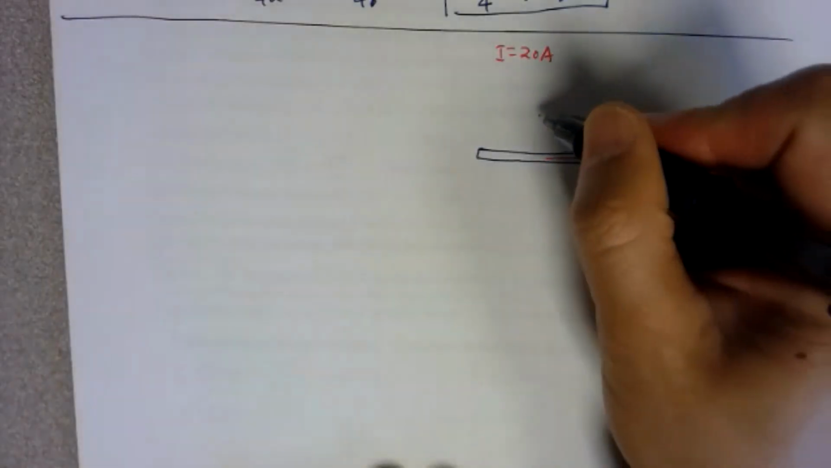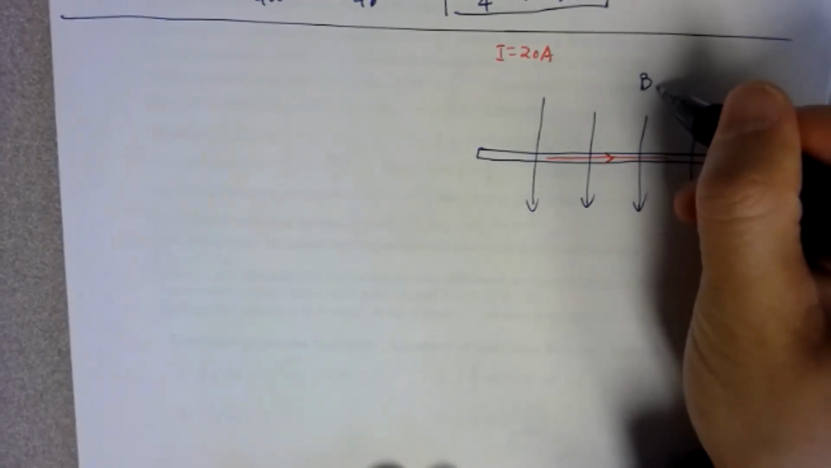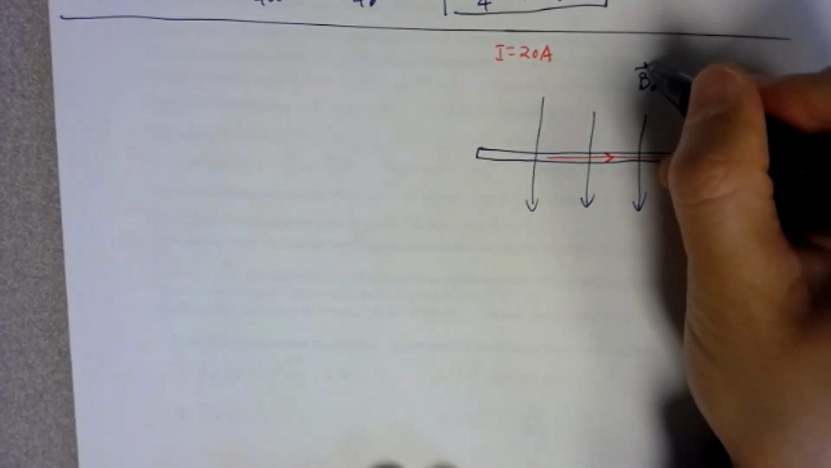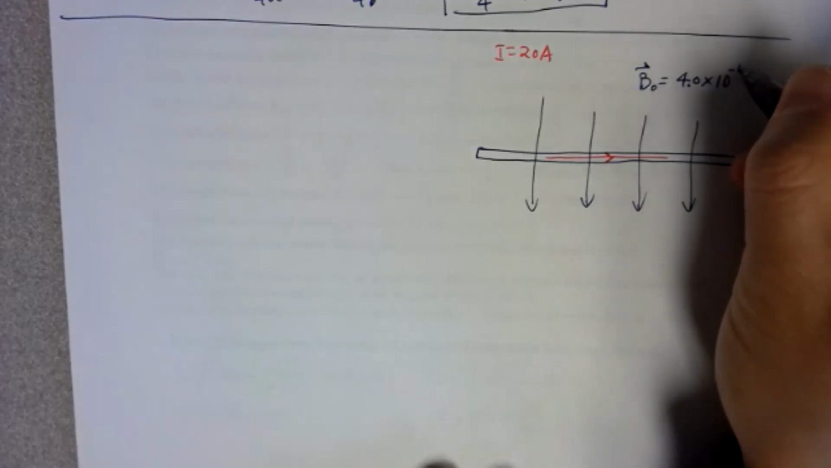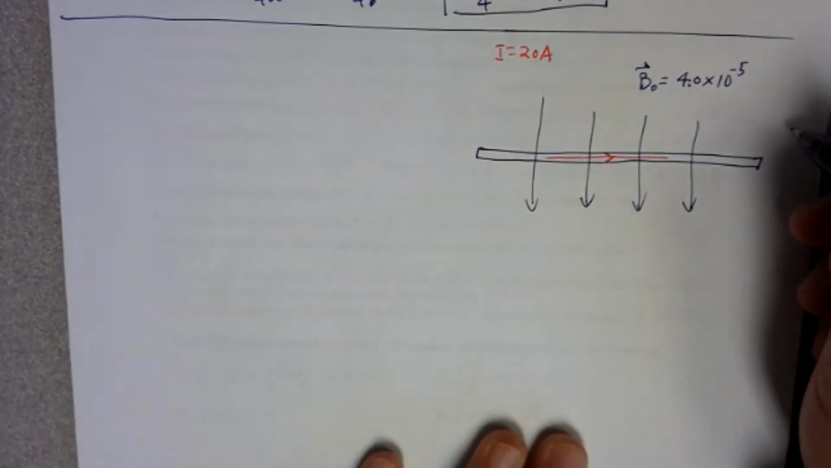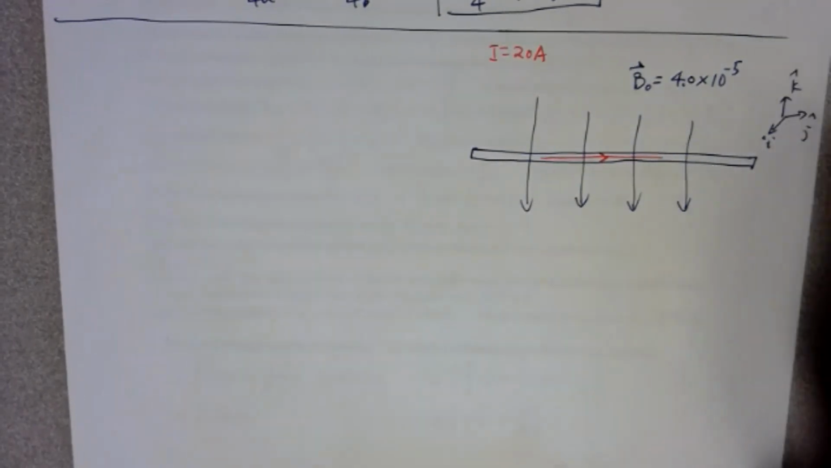It says there's a magnetic field straight vertically downward. So that's the magnetic field, downward, and let's call it B0, the external B field, 4.0 times 10 to the minus 5. Again, let's do X, Y, and Z, or I, J, and K. X will be perpendicular to the paper, J will be horizontal, and K will be vertical.